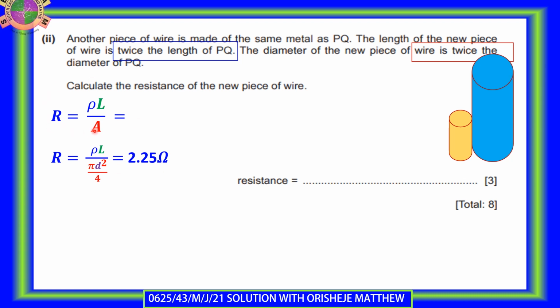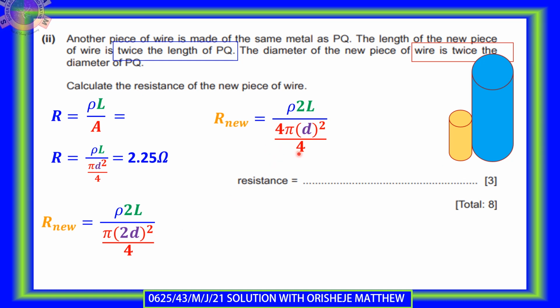The resistance of a wire, this is a formula, is equal to the resistivity multiplied by the length divided by the cross-sectional area. Since it is circular, write the area of a circle as pi d squared over 4. This is the original value. Let's substitute twice the length and twice the diameter for the new wire. The length is 2L and the diameter is 2d, so that gives 4 pi d squared over 4. The 2 and the 4 cancel, which gives rho L over 2 pi d squared over 4.